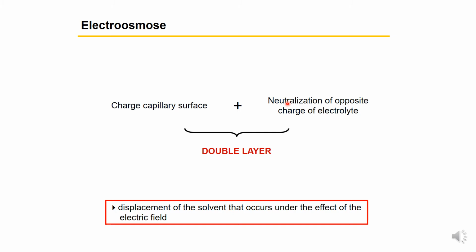If you have salt in the background electrolyte, it means that you have cations and anions. And then you have a different equilibrium in the charge on the inner surface of the capillary. And you have a phenomenon named the double layer. So it provokes a displacement of the solvent that occurs under the effect of the electrical field.